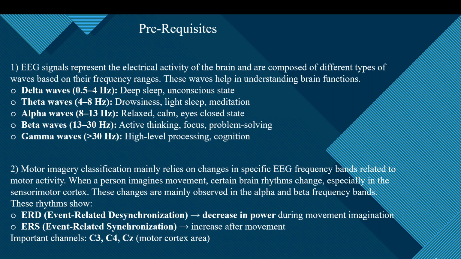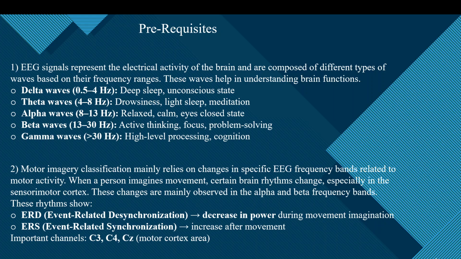So these are some prerequisites which we need to know. The EEG signals developed by our brain have many waves: delta waves, theta waves, alpha waves, beta waves, gamma waves. Let's say when we are in deep sleep, the delta waves get produced and so on. For our project, we are more focused on alpha and beta waves only. They lie in the 8 to 13 hertz and 13 to 30 hertz bands.